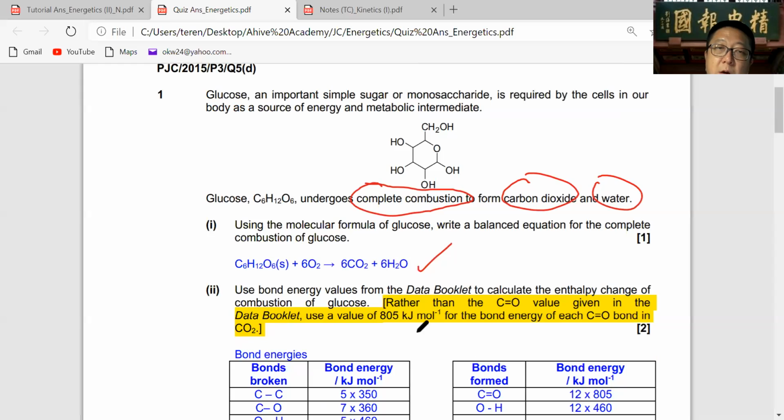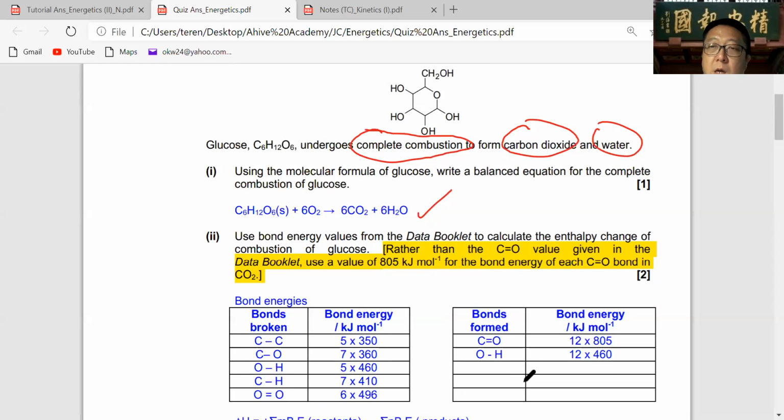Okay, then you can take out all the bond energy. I think these are what you will see from your data booklet, except for this one. This 805 was given in the question paper, so you don't take that one from the data booklet. I hope you can find all the rest of them.